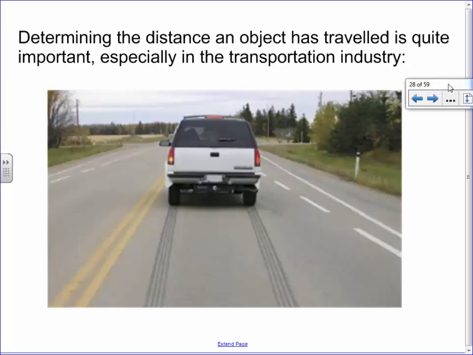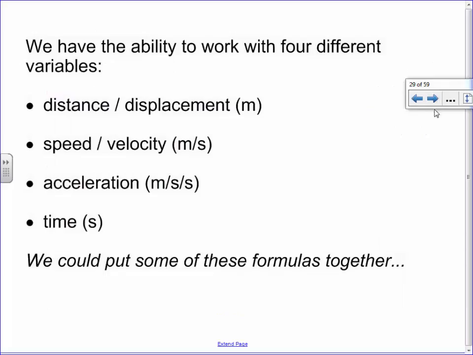So I found this picture right here. Here's a vehicle that, based on the skid marks, looks like it had to stop on a dime, trying to come to a stop really quickly. If you want to figure out how far something has traveled, that's quite an important thing to do, right? One way you can do that is using a graph. I'm going to show you a second way, which involves using some formulas. I got some formulas on the next couple slides here.